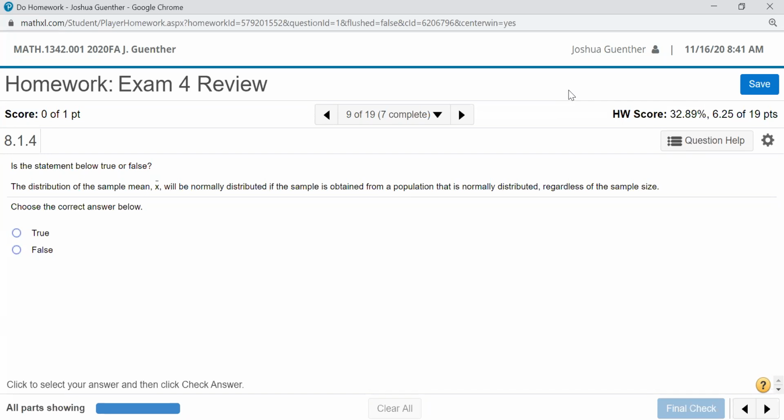Let's see, this next problem. Is the statement below true or false?